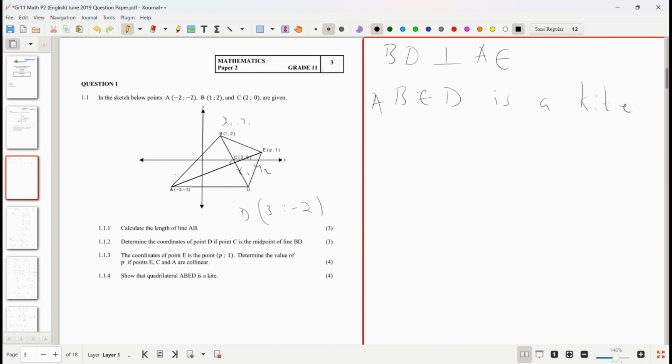Part of the properties of a kite is that the diagonals, like BD and AE, have to be perpendicular, and they must intersect at 90 degrees. So if they intersect at 90 degrees, it means they are perpendicular.